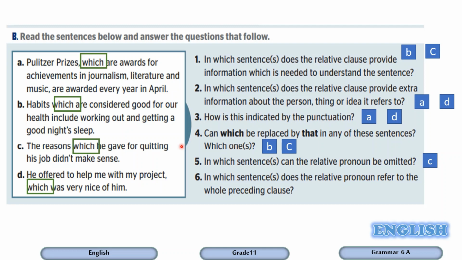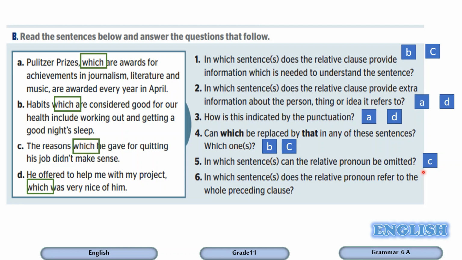Look at sentence number C. The reasons he gave for quitting, I can omit which here. Why? Because the reasons is not the subject of the verb. The subject of the verb gave is he. So he is the subject, gave is the verb, the reasons are the object. That's why I can omit which.